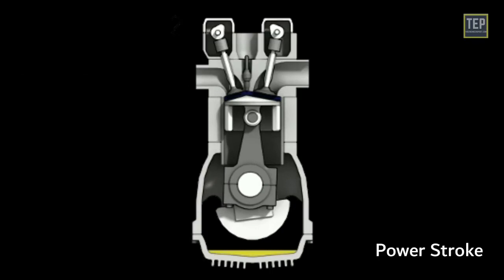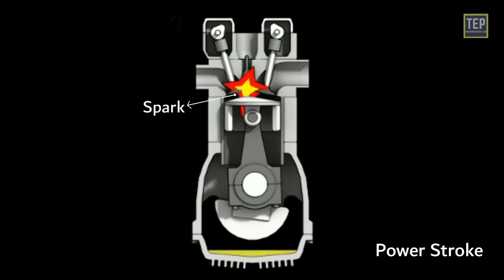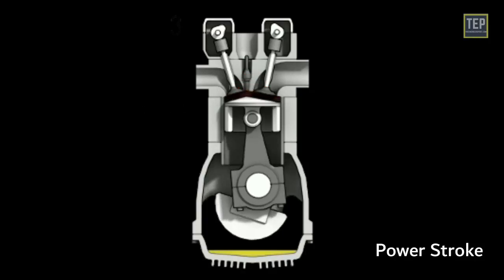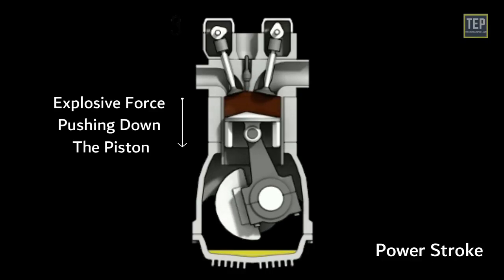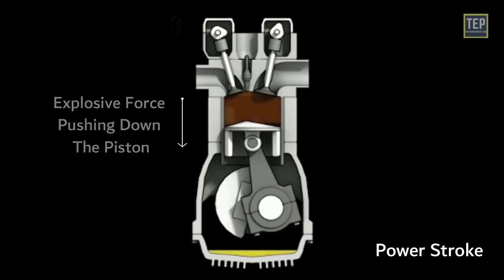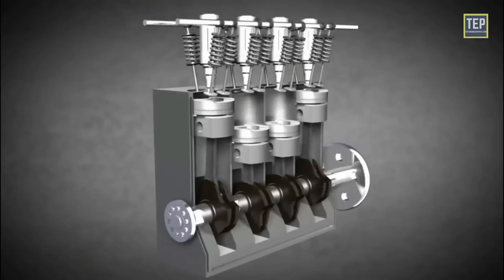Power stroke. The fuel-air mixture at high pressure and temperature is ignited by a spark. This burning increases the pressure and temperature of the gases further. The gases expand, producing an explosive force pushing the piston down at high acceleration. Then the linear movement of the piston is converted into rotary motion of the crankshaft.